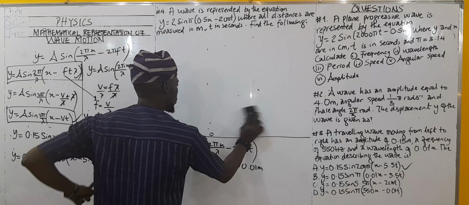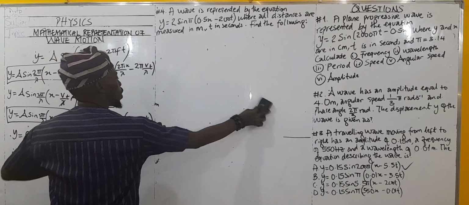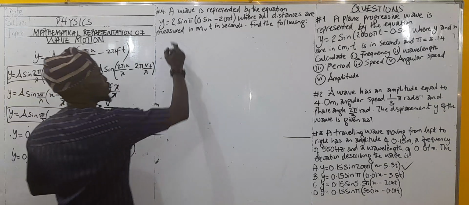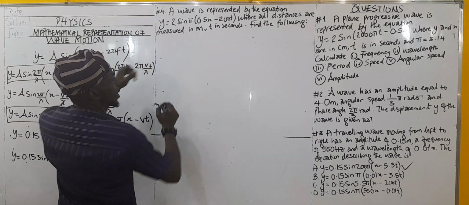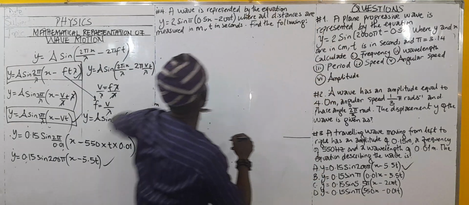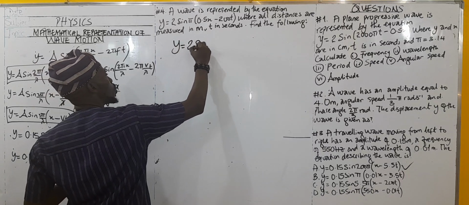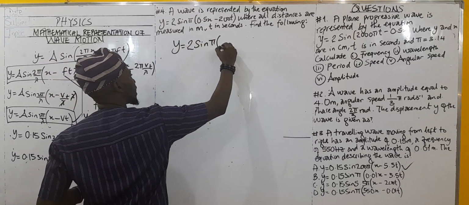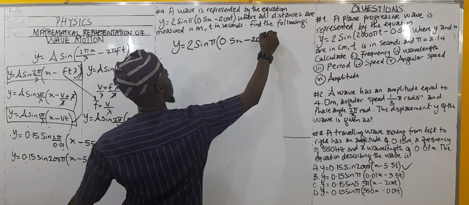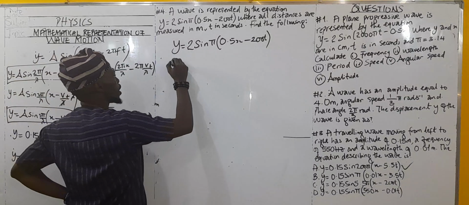Alright, so to question 4. Now, question 4, I want you to see this. The equation given to us is, let's find the following. We're going to use this. Y equal 2 sine pi 0.5x minus 200t. Alright, so I'm going to write my equation.